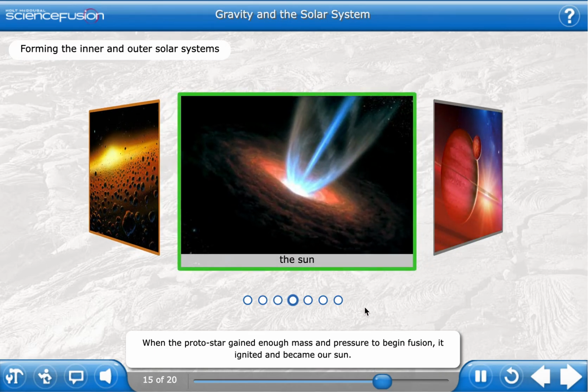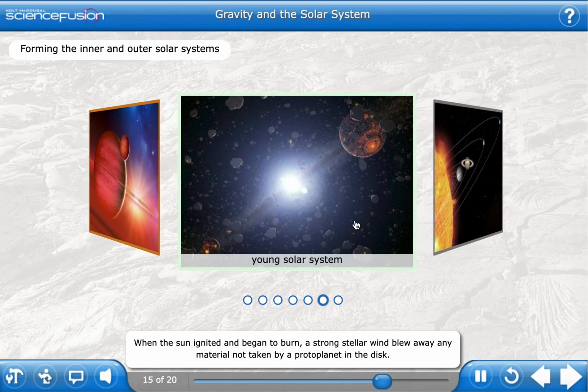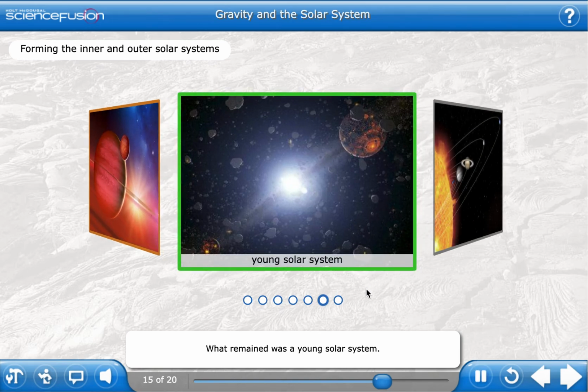When the protostar gained enough mass and pressure to begin fusion, it ignited and became our sun. When the sun ignited and began to burn, a strong stellar wind blew away any material not taken by a protoplanet in the disk. What remained was a young solar system.